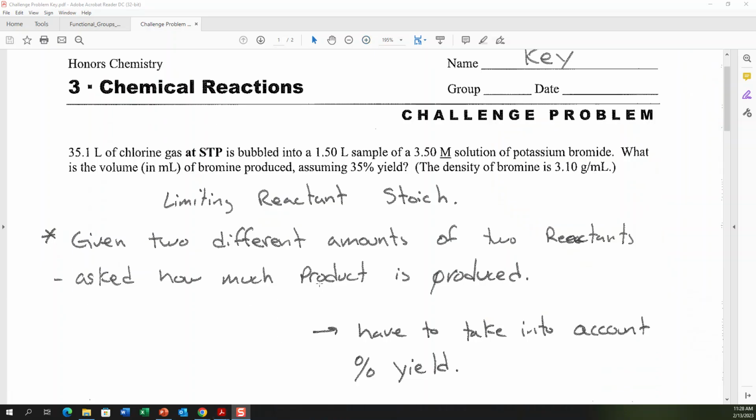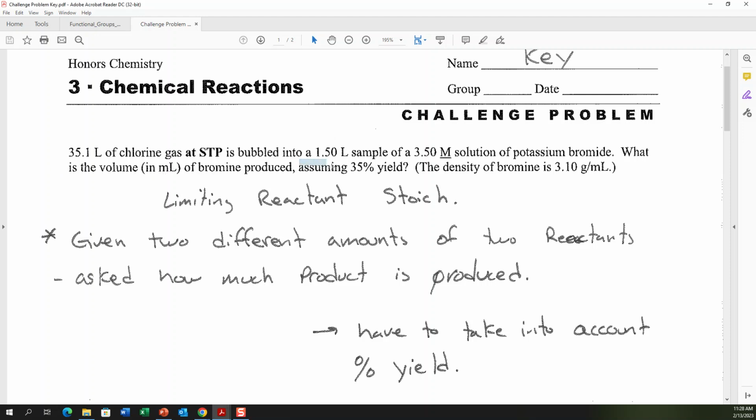Okay, so this is just me going over the answer key that I gave to you. If looking at my work doesn't make sense to you, hopefully the voiceover will help you understand it. So let's just go to that challenge problem. All right, so the way the problem starts is you have chlorine gas bubbled through a solution of potassium bromide. And the question is, what is the volume of bromine produced?